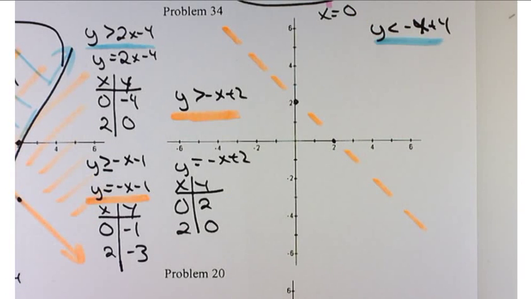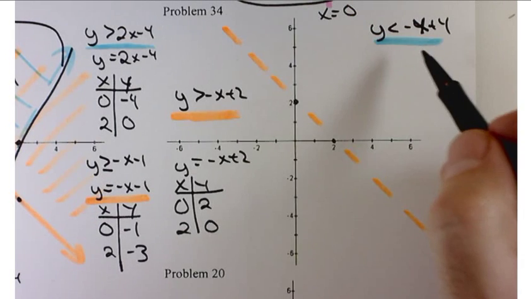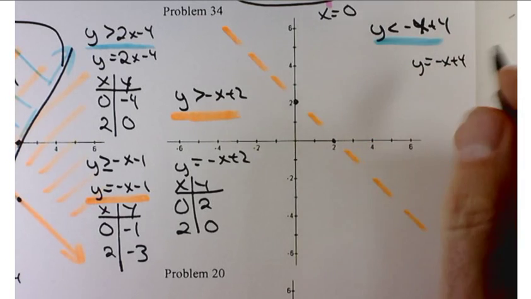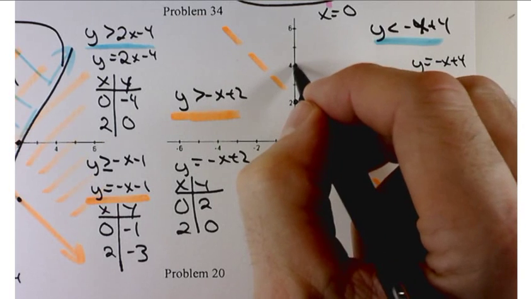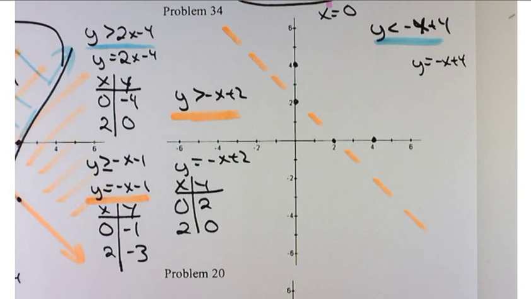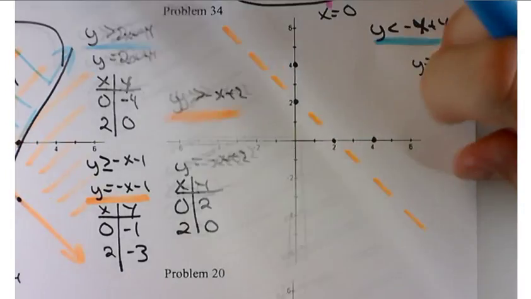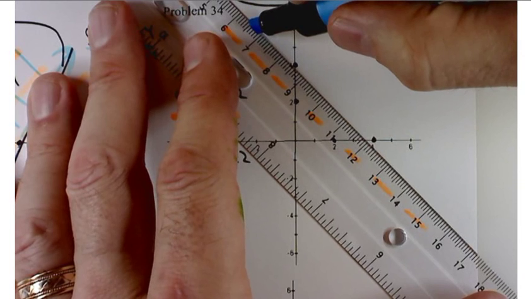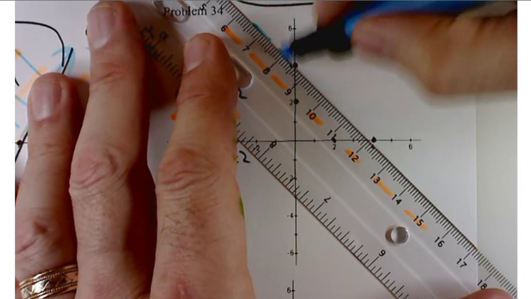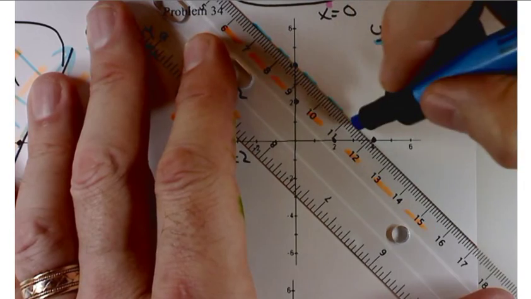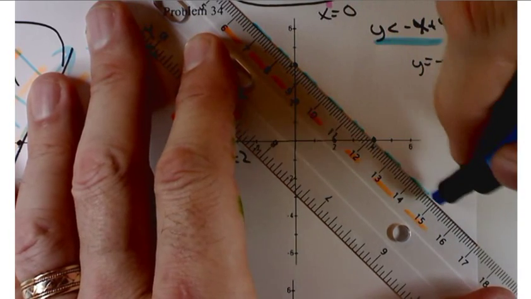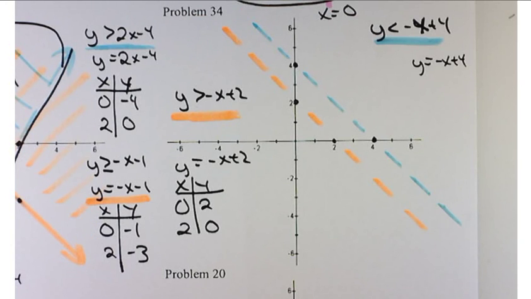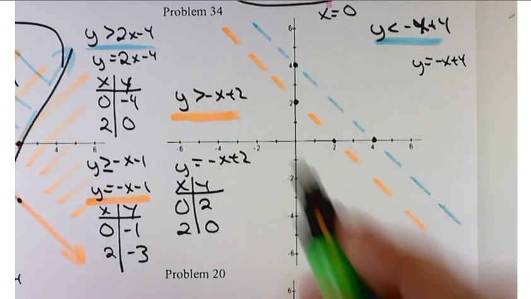You can do the same thing for this equation up here, y equals negative x plus 4, and you're going to get points at (0, 4) and (4, 0). And again, you're going to connect it with a dashed line. The challenging part is to figure out where we're going to shade. I'm going to use the same test point for both of these.